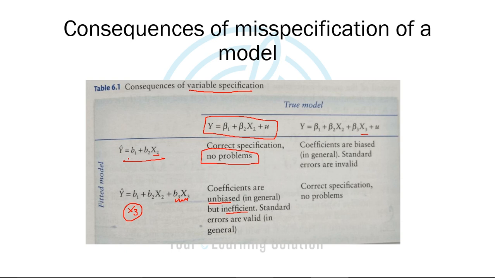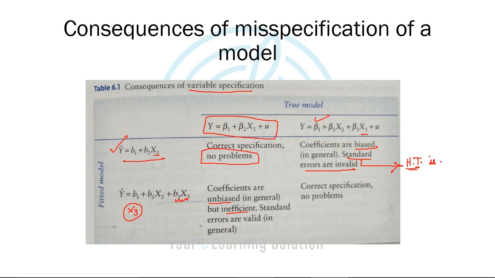Okay, what if the true model contains another variable, let's call this x3, and we do not include x3 in our model? So in this case we are fitting this model. This is the true model, but we are fitting this particular model. So in such a case, the coefficients will be biased, the standard errors will be invalid, and when we say standard errors are invalid, we mean that it implies automatically that your hypothesis testing is no more reliable.